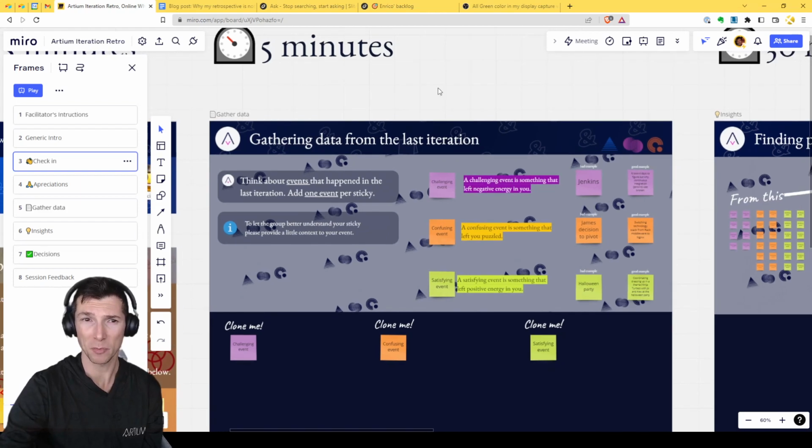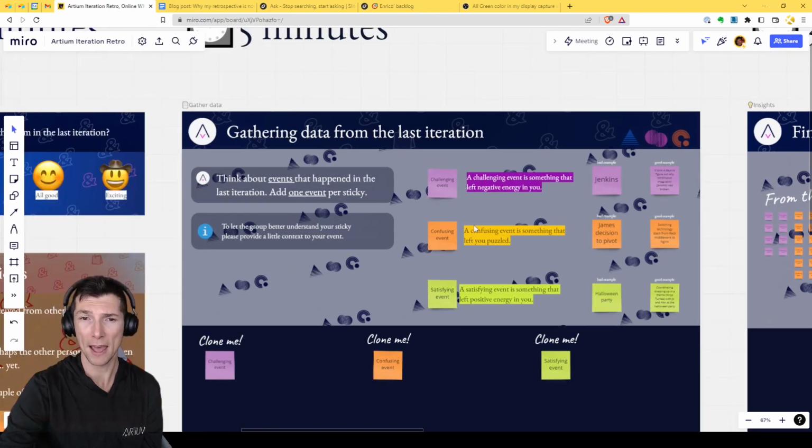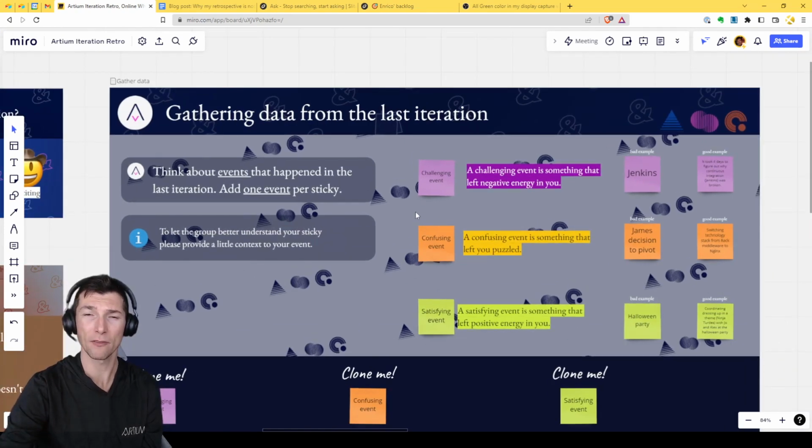And then we gather data. I usually do this for about 5 minutes. I ask the whole team to think about events. So not so much mad, sad, glad, not the four L's, but rather focusing on events, on something that happened in the last iteration. So remember challenging events, confusing events or satisfying events. The challenging events left you with negative energy or with no energy. Confusing are events that left you puzzled or with questions. And satisfying are events that left you with positive energy.